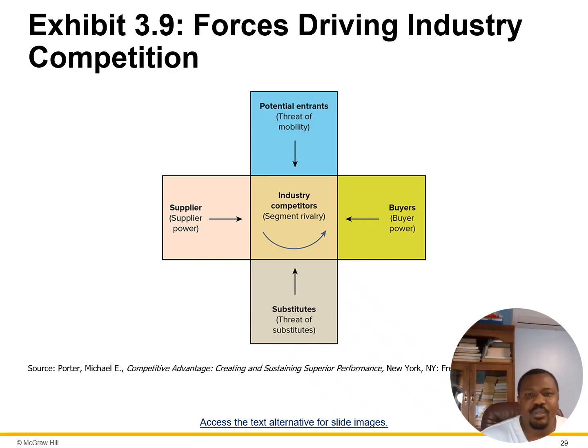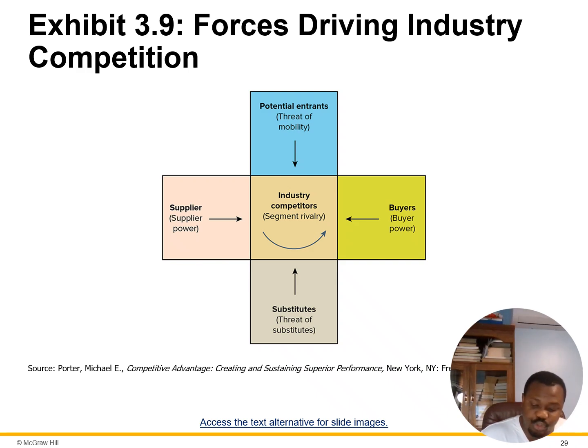Now, the forces driving industry competition. So this is the force that drives industry competition. We've talked about the potential entrants, that is the threat of mobility. We talk about the supplier power, the buyer power, and threat of substitutes. When you draw it, we see that we have the potential entrants, the supplier power, buyer power, and then we have the industry competitors in the middle.